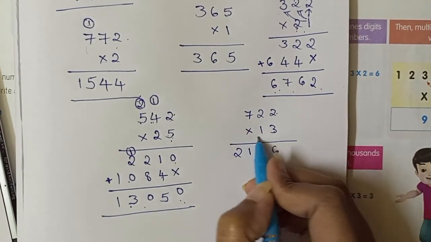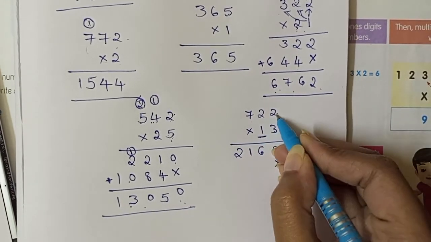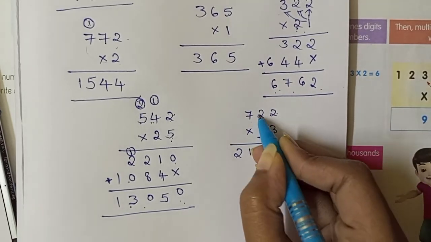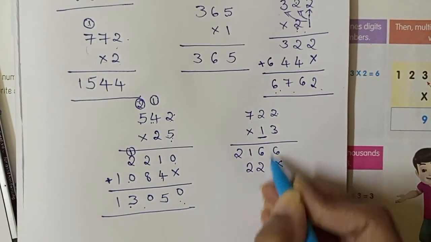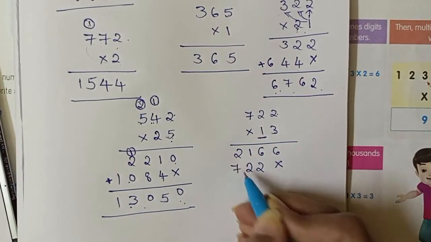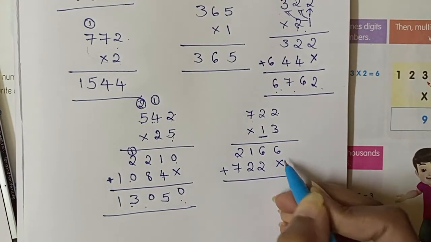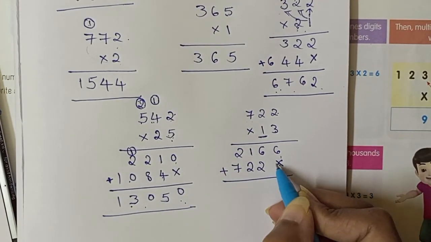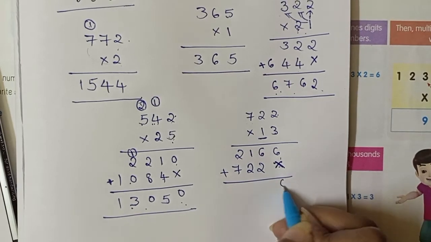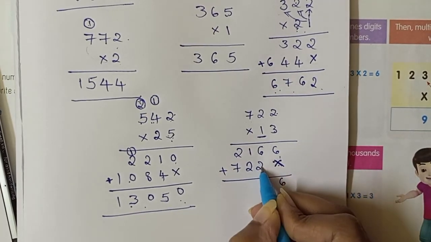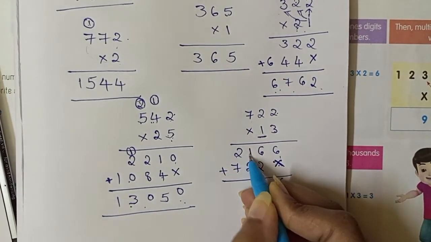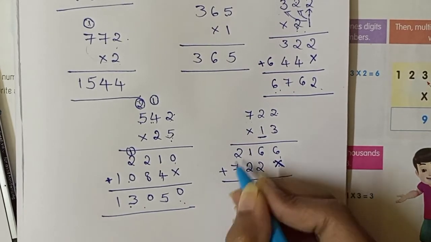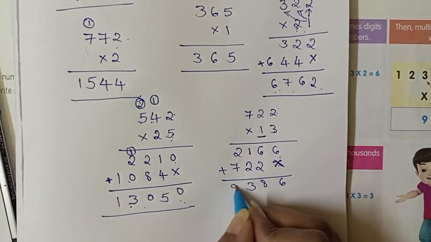Now we have to go for tens place. 1 2s are 2. 1 2s are again 2. 1 7s are 7. We have to add all these. 6 plus nothing. Here we have to carry down. 6 carry out. 6 plus 2 is 8. 1 plus 2 is 3. 2 plus 7 is 9.